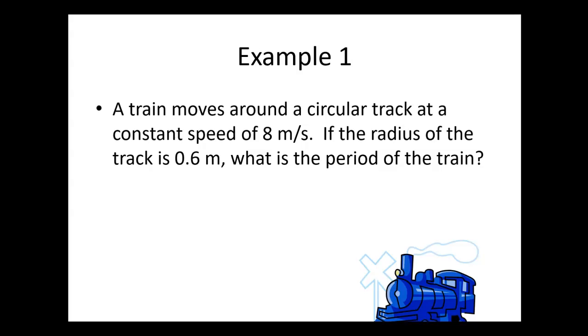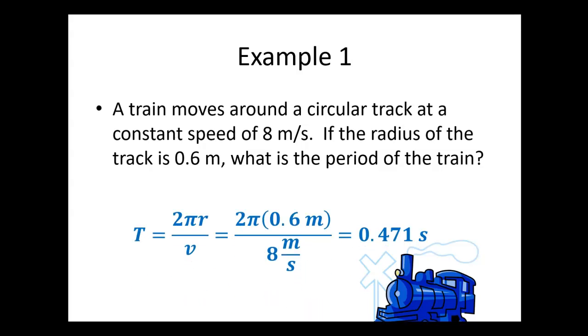So for example, there's a toy train here going around a circular track at a constant speed of 8 meters per second. The radius of the track is 0.6 meters, and we'd like to find the period of the train, which means how much time it takes for this train to make one full trip around the circular track. And so we could say that the period is 2 pi r divided by v, and we would get 0.471 seconds.